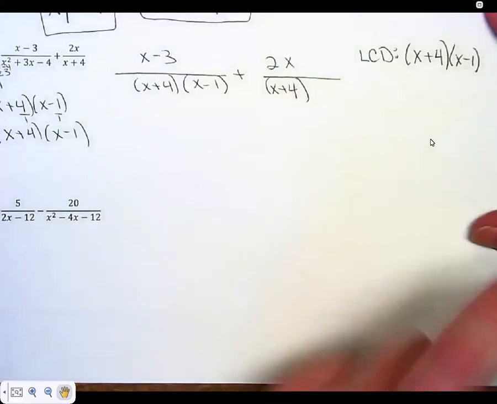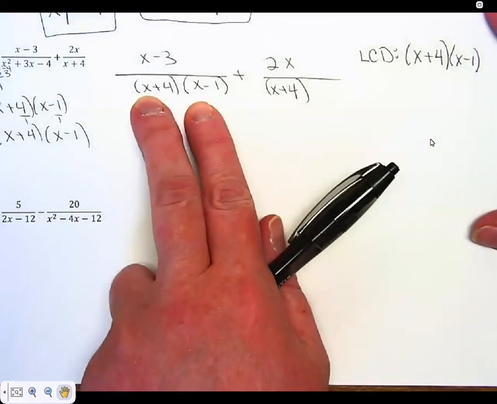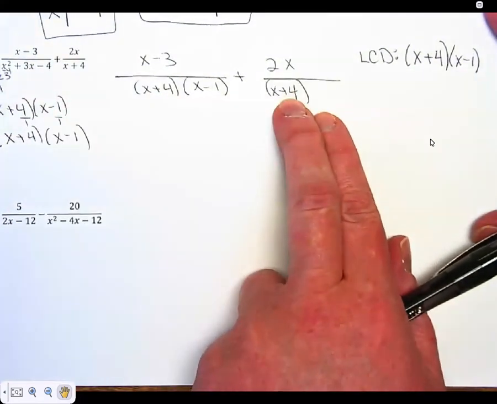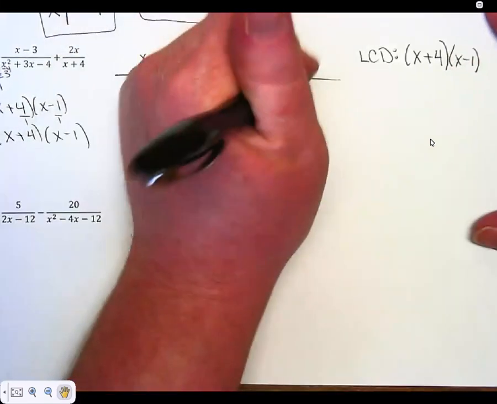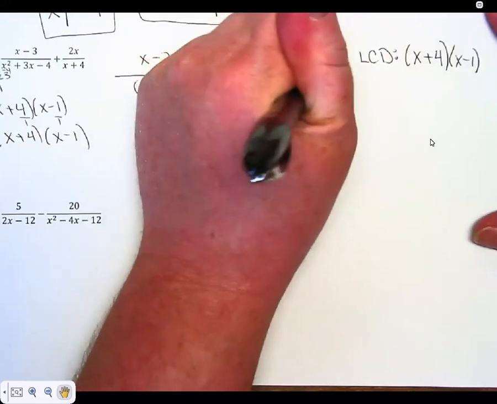Okay, so then you have to see if anything is missing a portion of that denominator. So this one has both parts. Good shape. This one has the x plus 4. It is missing the x minus 1, which means it needs the x minus 1. So you need to multiply the top and the bottom by that missing portion, which is the x minus 1.